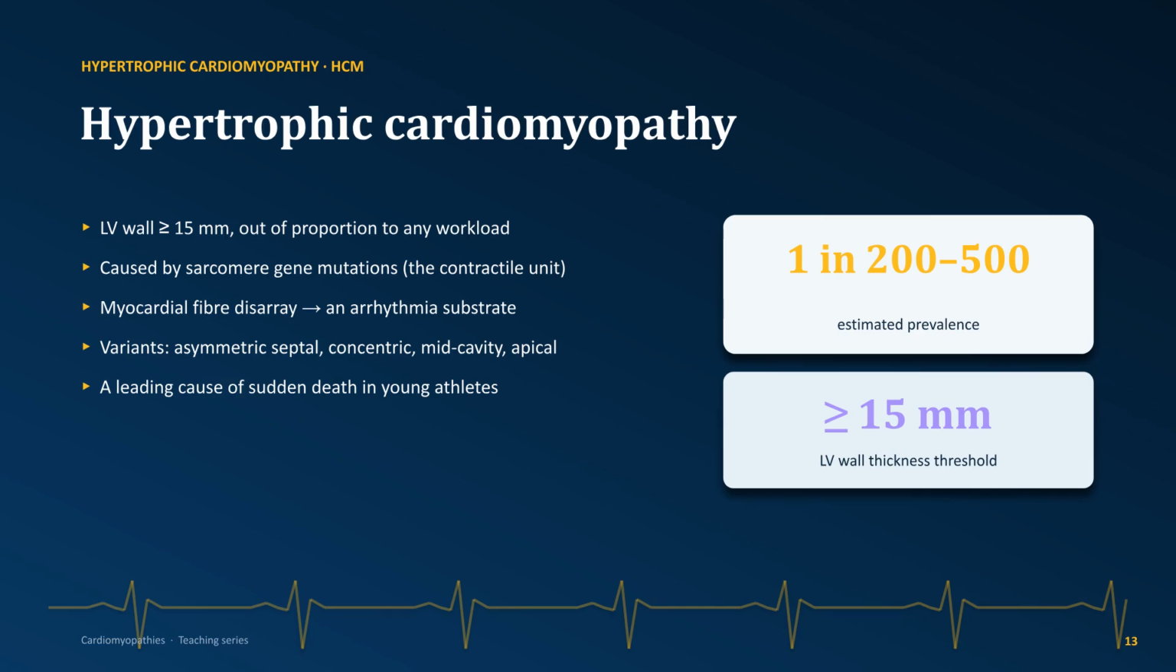Hypertrophic cardiomyopathy presents a very different picture. Here, the left ventricle wall is 15 millimeters or thicker, caused by mutations in sarcomere proteins. This leads to fiber disarray, which creates a substrate for arrhythmias. It is notably a leading cause of sudden death in young athletes.